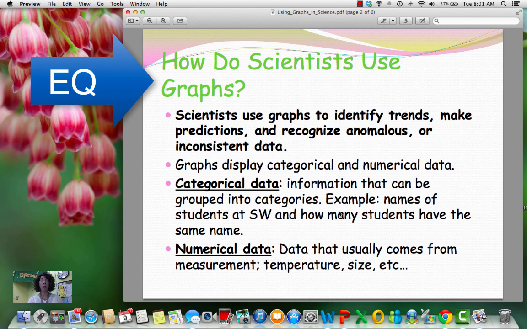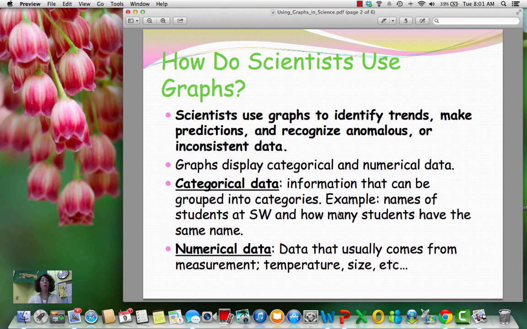Okay, there's your essential question. How do scientists use graphs? What scientists do with graphs is we are able to see trends. They help us make predictions. We can recognize maybe some inconsistent data or outliers, things that just don't make sense. So graphs are really useful to us and great visual aids. They display categorical and numerical data.